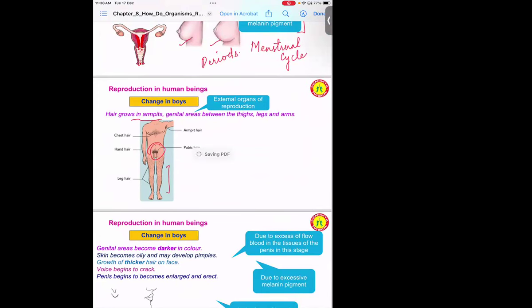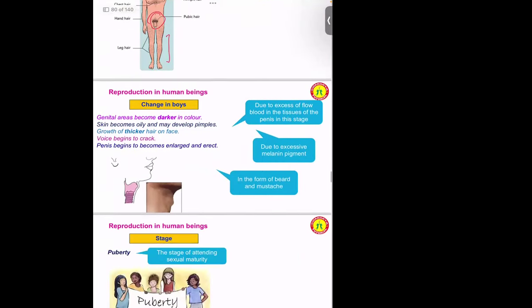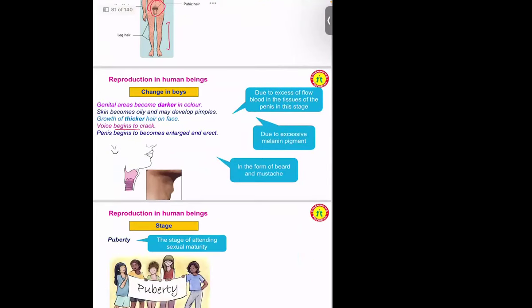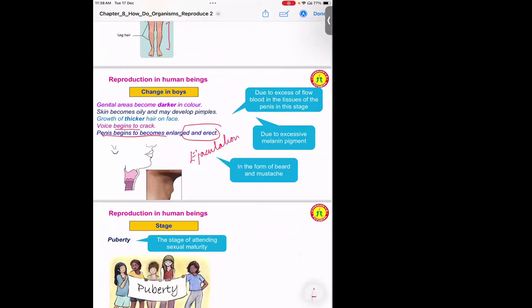The skin also becomes oily, and they can develop pimples. Then the voice begins to crack, and very importantly, the penis will enlarge and get red. So they start ejaculating, which means the boys are ready to undergo the process of reproduction. So here their body is perfectly formed.